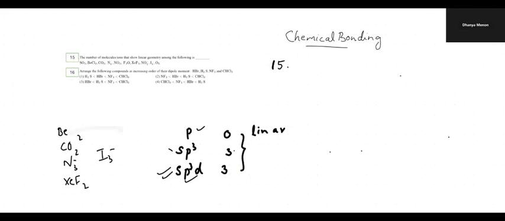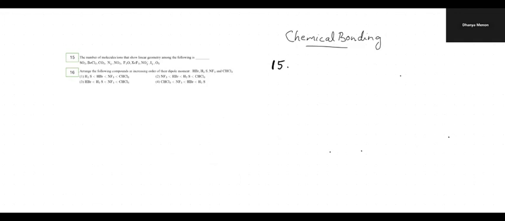Okay, coming to the 16th one. In the 16th one, arrange the following compounds in increasing order of their dipole moment. There is HBr, there is H2S, there is NF3, and CHCl3. These are the molecules.